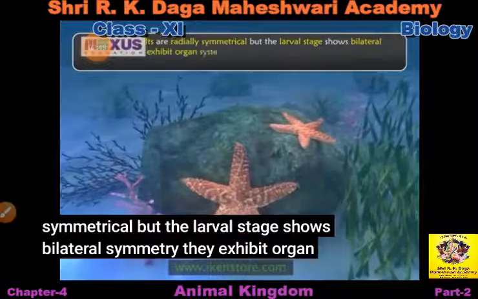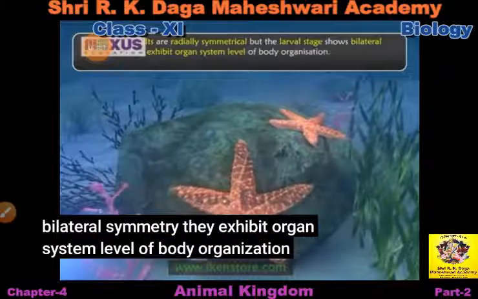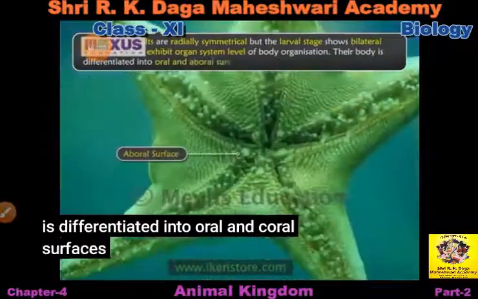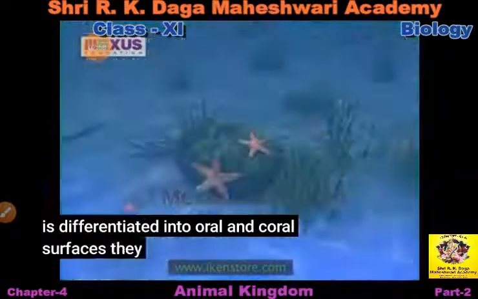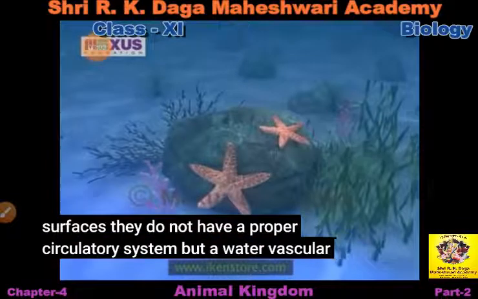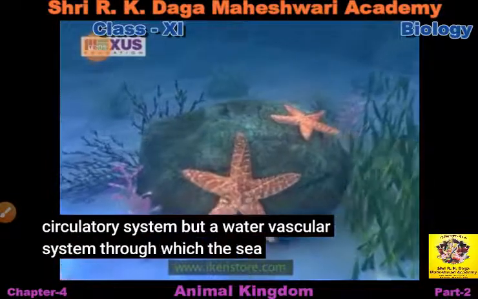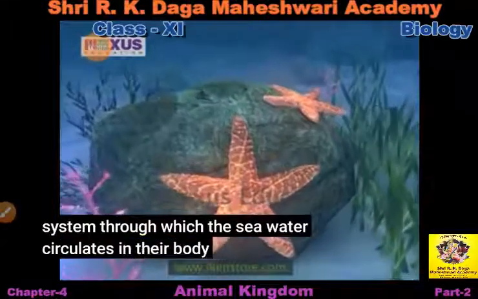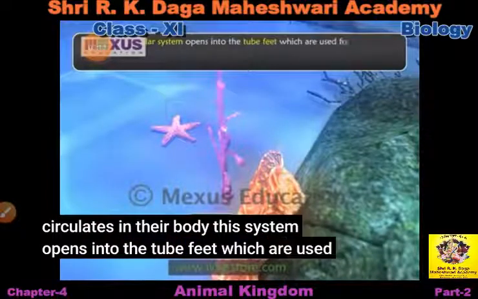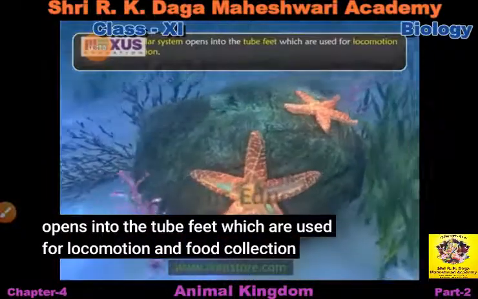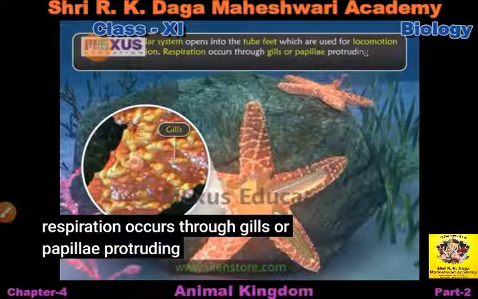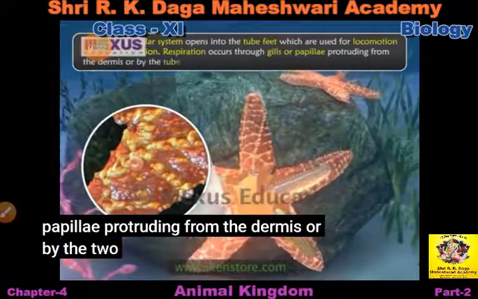They exhibit organ system level of body organization as it is differentiated into oral and aboral surfaces. They do not have a proper circulatory system, but a water vascular system through which the sea water circulates in their body. This system opens into the tube feet, which are used for locomotion and food collection. Respiration occurs through gills or papillae, protruding from the dermis, or by the tube feet.